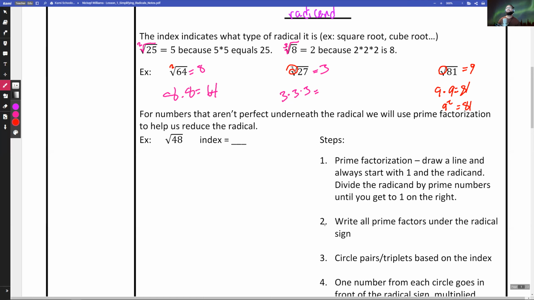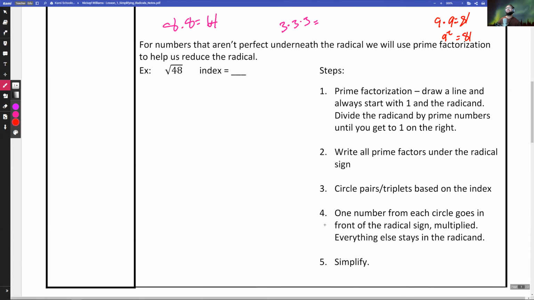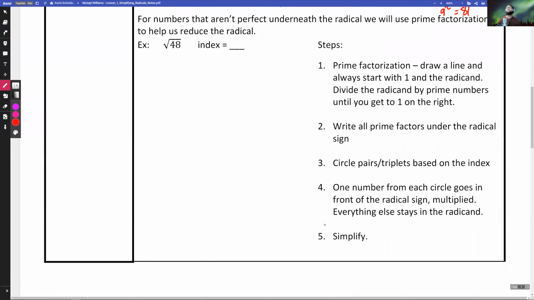All right. So now we're going to look at the bulk of this lesson. It says for numbers that aren't perfect underneath the radical, we will use prime factorization to help us reduce the radical. And what it means by perfect is that there's going to be nothing left over once we figure out what we can multiply to get to that number. It's just 8 times 8 for 64, 3 times 3 times 3 for 27, and 9 times 9 for 81. When we don't have things like that, we're going to use this method, which is called prime factorization.